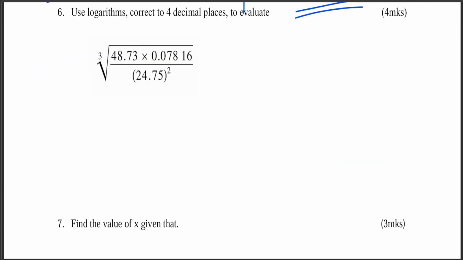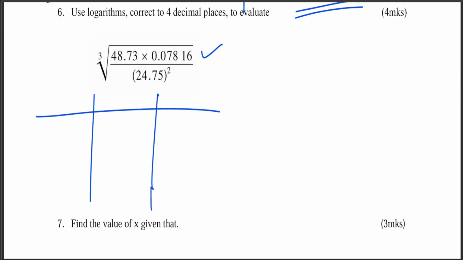Question 6. Use logarithms correct to 4 decimal places to evaluate this: 48.73 times 0.07816 over 24.75 squared, then cube root it. Very simple question. Naona ni rahisi sana. So okay, now we created that thingy. So number, standard form, and obviously kuna log hapa. So number ni hapa, standard form yako ni hapa, log yako ni hapa.